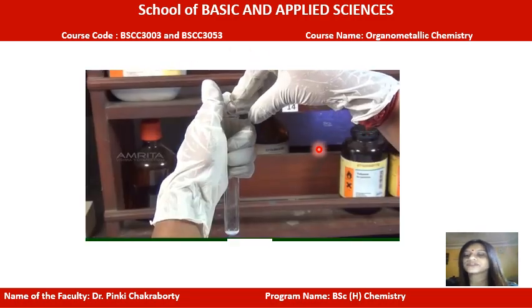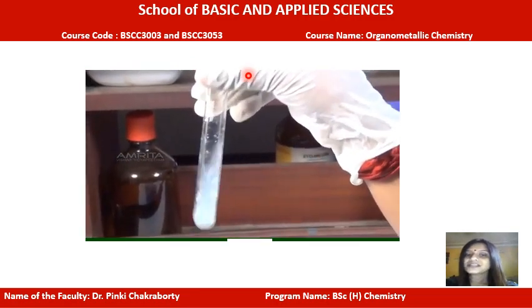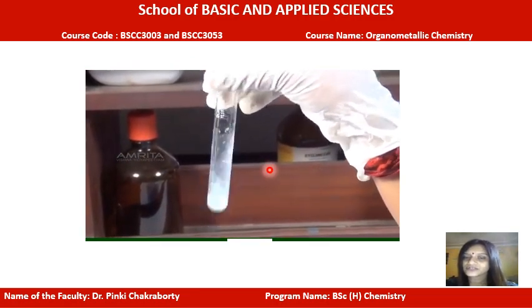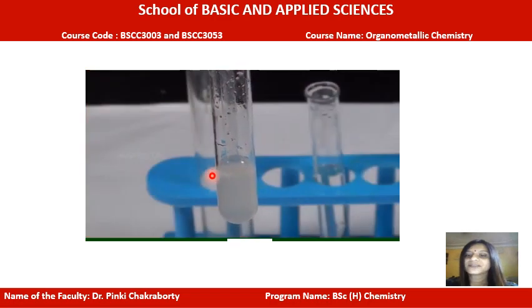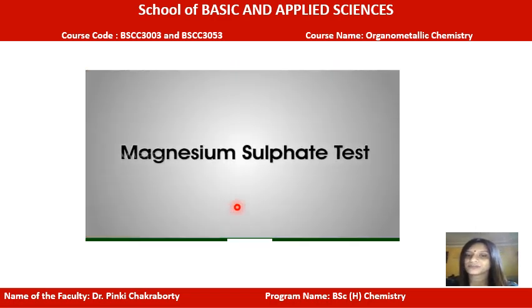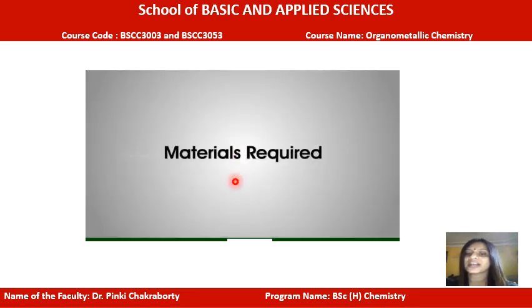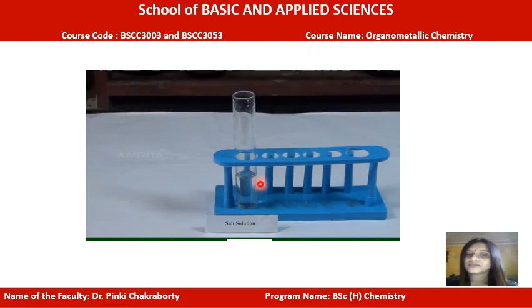Again, we collect the gas properly in another test tube. Once the whole of the gas has been transferred, we cover it and then slowly add calcium hydroxide. This white precipitate, this milkiness, is due to the formation of calcium carbonate. This is one of the confirmatory tests.